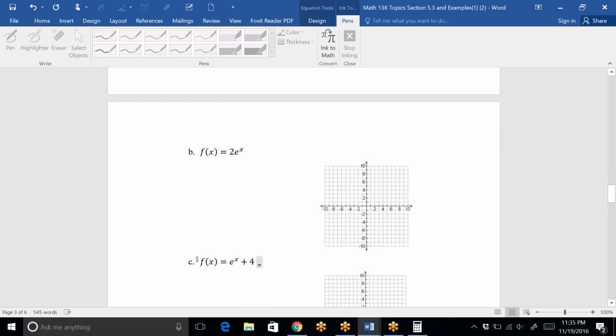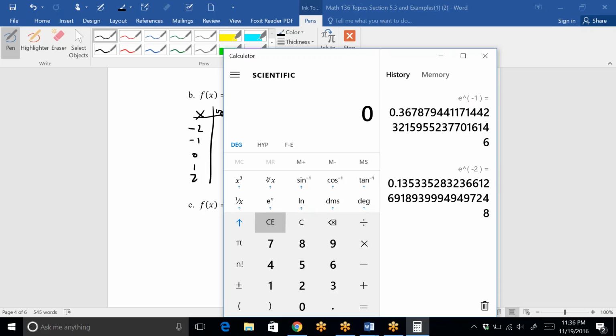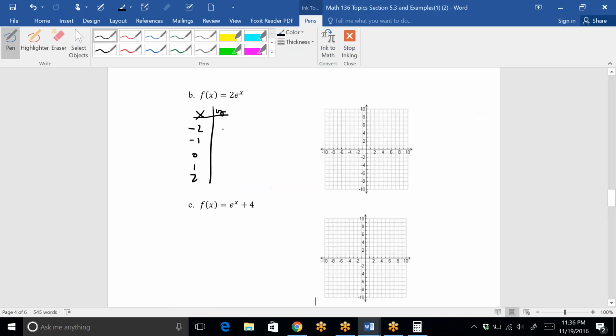I will show you the table for a couple other ones. So this is like 2 times e to the x. Essentially, this is stretching it, so it's going to grow faster. So if we do our negative 2, negative 1, 0, 1, 2, I'm going to use my calculator. So I need to do negative 2 as my exponent, e to the negative 2, and then I multiply the whole thing by 2, so that's 0.27.